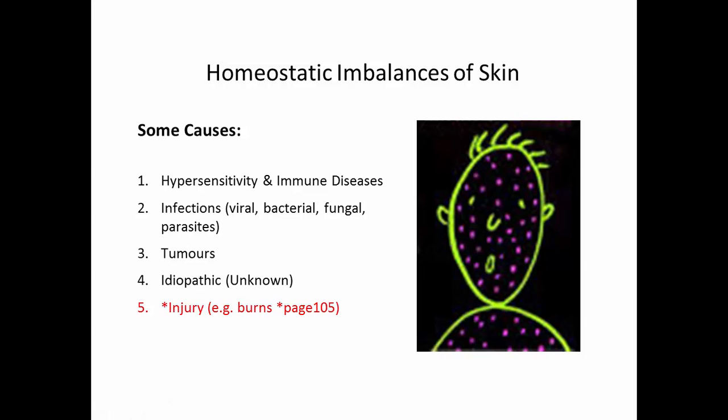We're going to look at some disorders of the skin, and we're going to look at kind of 4 main categories, and the 5th I would like you to do some research on your own. So we're going to look at hypersensitivity or allergic types of reactions and other immune diseases. We're going to look at infections, tumors. There are lots of causes that are idiopathic or unknown. We're going to talk about one particular common example, and then I'd like you to look up injury, especially burns, and that's on page 105.